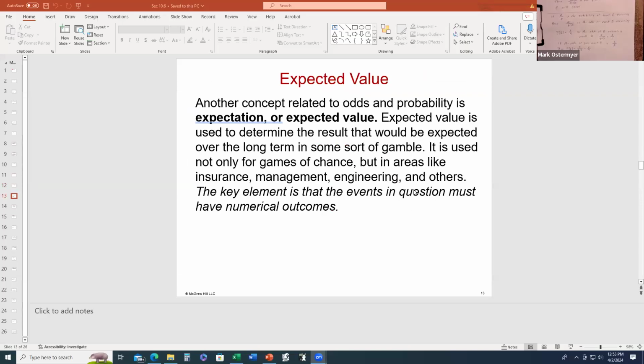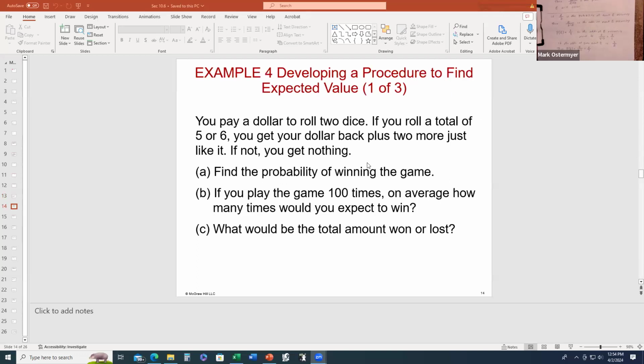All right, then the last concept in today's lecture involves what's called the expected value of a random variable for a particular experiment, a probabilistic experiment. Expected value is used to determine the result that would be expected over the long haul, or it's used to compute the average value or outcome of an experiment if the experiment is conducted many, many times.